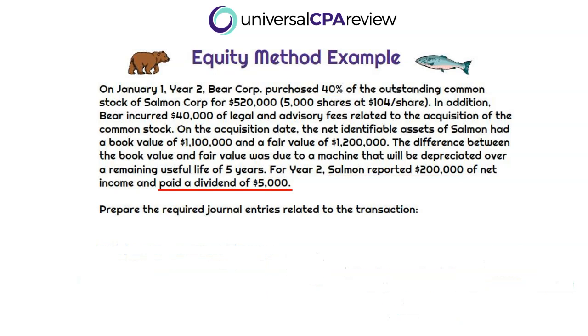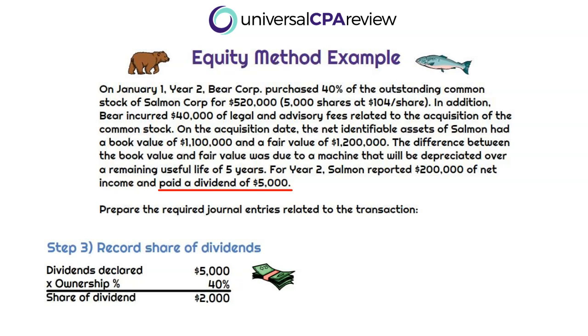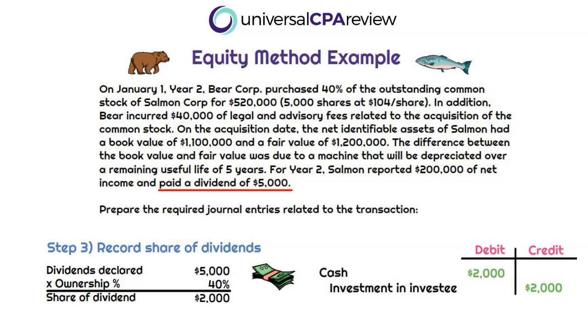Now for step 3, this is where we record our share of dividends. Similar to net income, the $5,000 that was paid by Salmon, that's for 100% of the shareholders. Again, we only own 40% as Bear. So our share of the dividend would just be $5,000 times 40%, or $2,000. So the journal entry would be a debit to cash for $2,000, but then the credit is to investment in investee. This reduces the carrying value of the investment on the balance sheet.